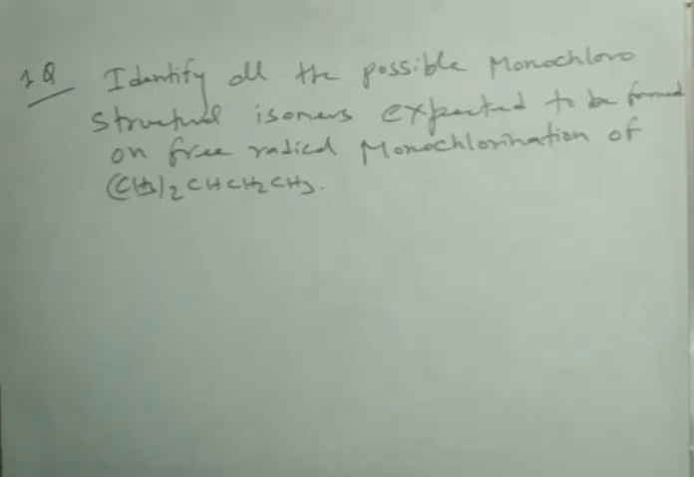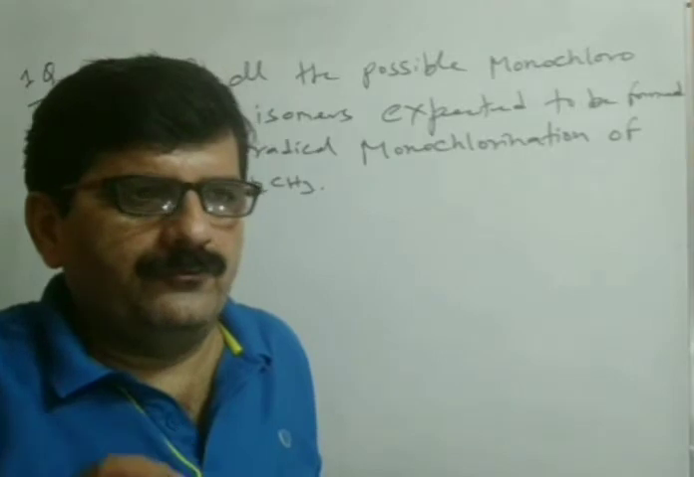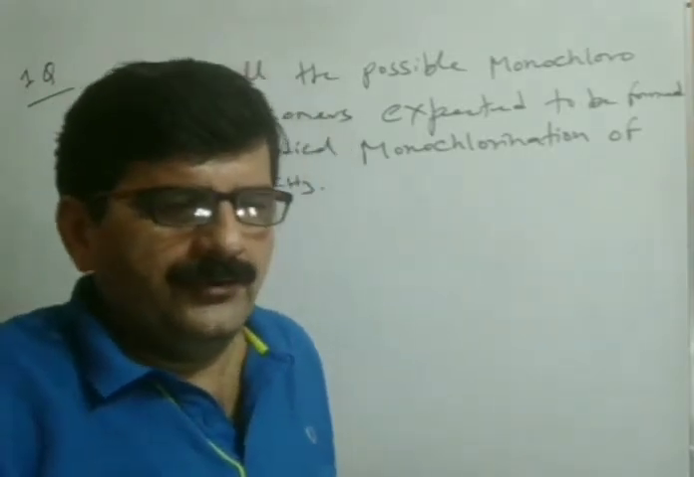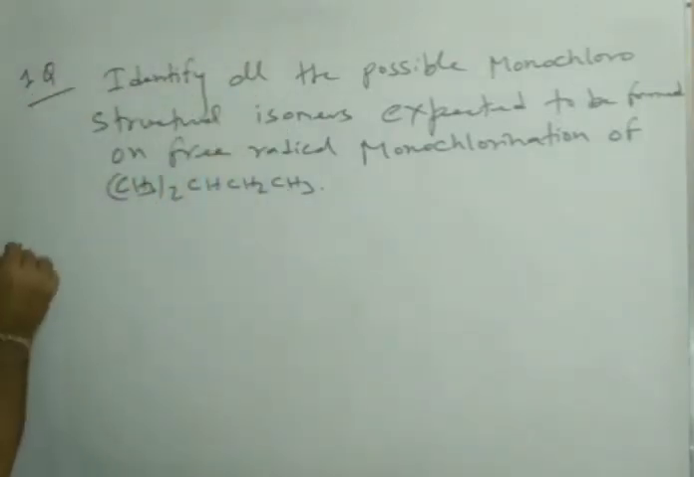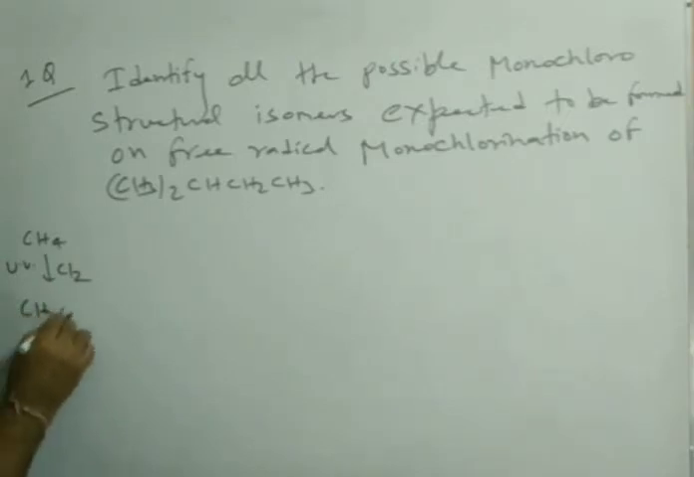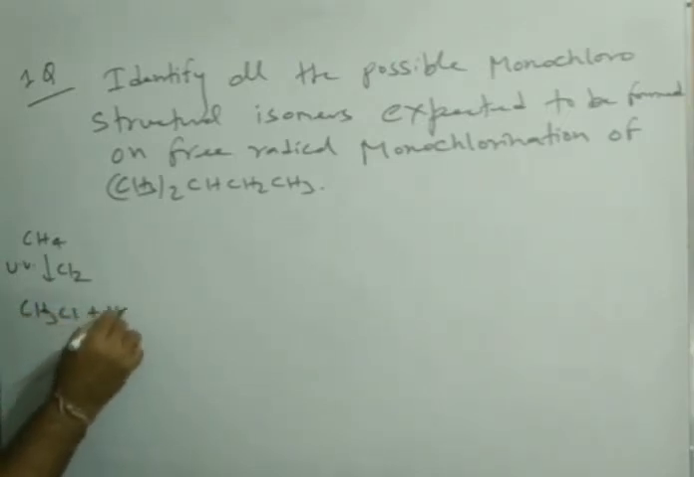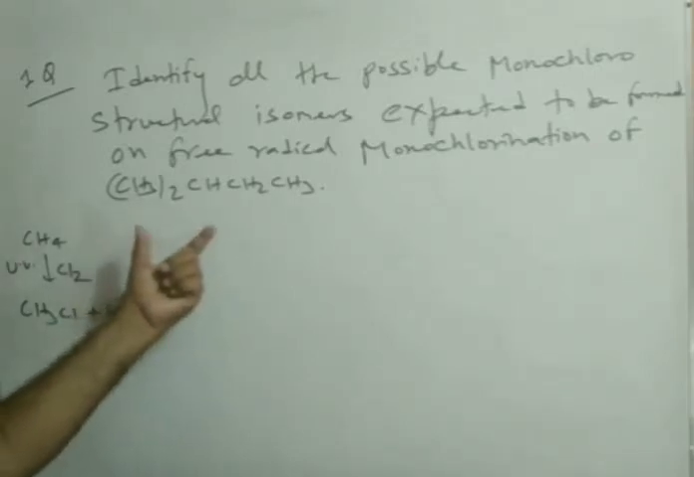A bigger alkane is given, and this alkane is treated with chlorine in presence of UV light. How many major products can you obtain? You know very well, suppose methane is given and treated with Cl2 in presence of UV light, CH3Cl and HCl are obtained. CH3Cl is the major product, whereas HCl is the byproduct. In a similar pattern, a bigger alkane is given.